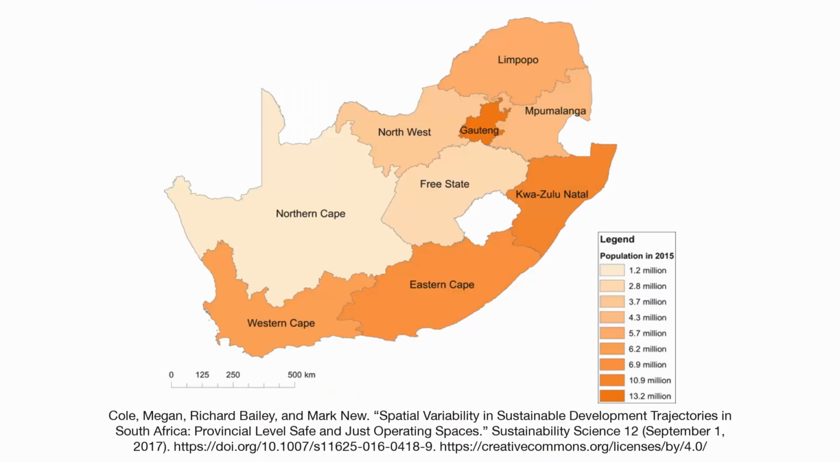In 1994, at the time of the first non-racial elections, the South African provinces were as shown on the map: Eastern Cape, Free State, Gauteng, KwaZulu-Natal, Limpopo, Mpumalanga, Northern Cape, Northwest, and Western Cape.